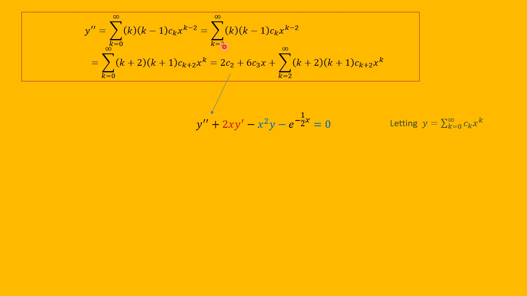And then we can re-index this. Instead of going from 2 to infinity, we'll go from 0 to infinity, and we'll replace all the k's here by k plus 2's, and we get the sum k plus 2, k plus 1, c sub k plus 2, x to the k. Let's pull out the first two terms of this infinite series, and we get 2c2, plus 6c3x, plus the rest of the terms, k equals 2 to infinity of this stuff, just rewritten here.